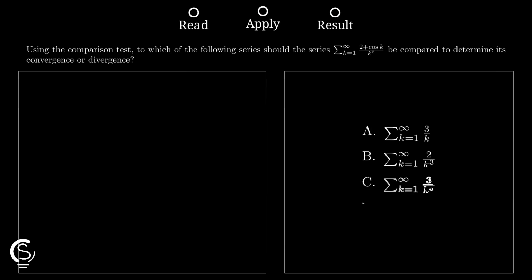First, find an upper bound for the numerator. Since the cosine of k never exceeds 1, the expression 2 plus cosine k is always less than or equal to 3.